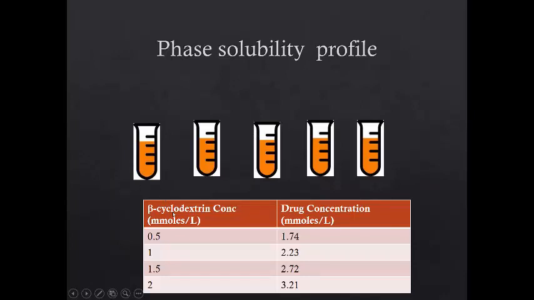As we increase the number of donuts available, here's our concentration of beta-cyclodextrin in a solution. As that increases, from 0.5 to 2 millimoles per liter of the donuts, we're going to see that our drug concentration can also increase, because we're increasing the solubility. As we add more donuts, our drug concentration can be increased because we're increasing solubility.